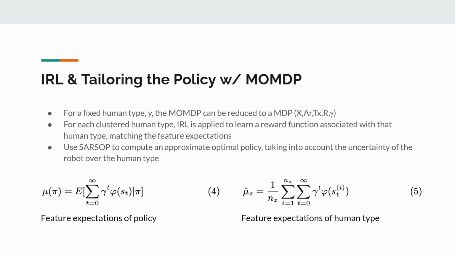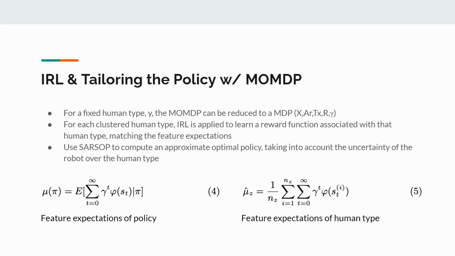So, given that introduction to mixed observability Markov decision processes, we can essentially conduct IRL on each of those clusters to learn the human type, a reward function for each of those human types. In order to do this, first you reduce the MOMDP to a general Markov decision process of just X, A, R, T_X, R, and Y.